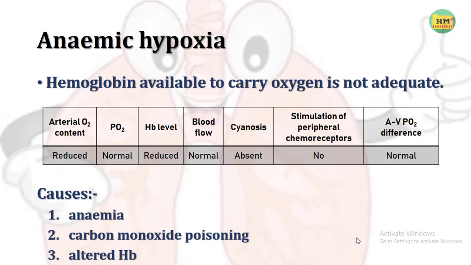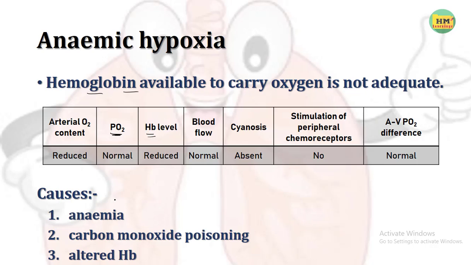Then we move on to the next type of hypoxia, called anemic hypoxia. Here the hemoglobin is not there to carry the oxygen. The PO2 is normal. There is no problem in the atmosphere, there is no problem in the lungs. Oxygenation is perfect, and there is no diffusion defect. Diffusion is perfect. But still there is hypoxia, because the hemoglobin levels are not normal, they are less in the blood. So PO2 is normal because the atmosphere and the lungs are normal, but hemoglobin levels are reduced. That is why the arterial oxygen content is reduced. What are the causes here?